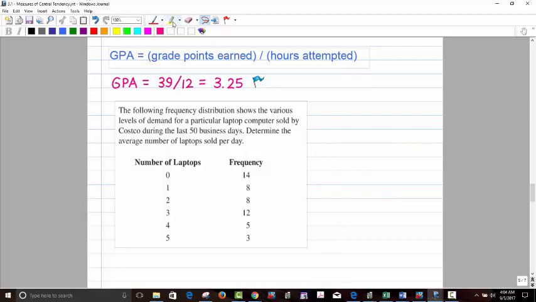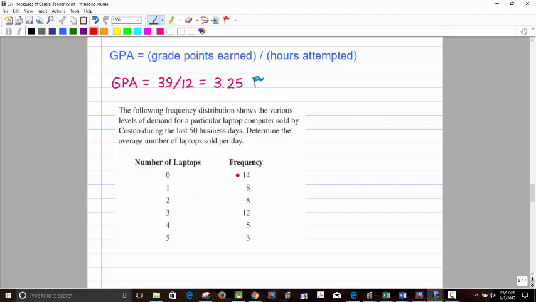Now let's look at an example. Now you can really handle this by either the weighted mean method, sort of, or you can do it another way, which will be a lot longer and a lot worse. So this frequency distribution shows the number of laptop computers sold by Costco in the last 50 days. Determine the average number of laptops sold per day.